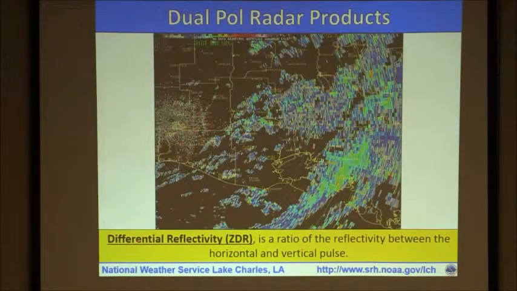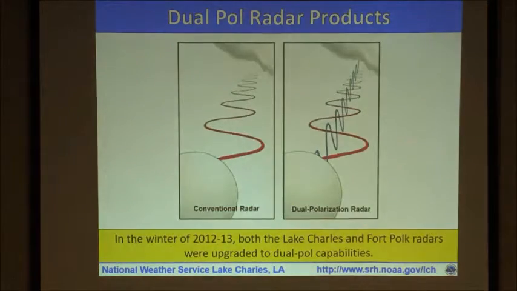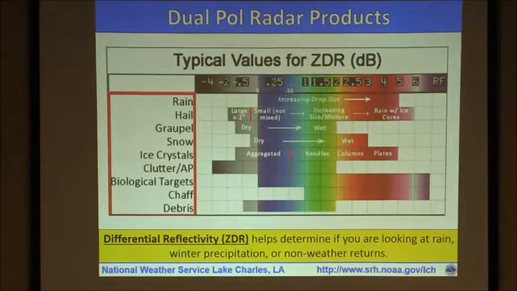So differential reflectivity is a ratio of the reflectivity between these two pulses. So it's just going to be the ratio. So 1-to-1, it's seeing the same thing horizontally and vertically. And if you're seeing it differently, horizontally and vertically, it can give you an idea of what you're looking at. If it's close to 1-to-1, it's going to tell you if the number gets larger than that, it's larger raindrops. If it gets smaller than that, smaller raindrops, because the raindrop, as it's falling, it's going to be elongated.